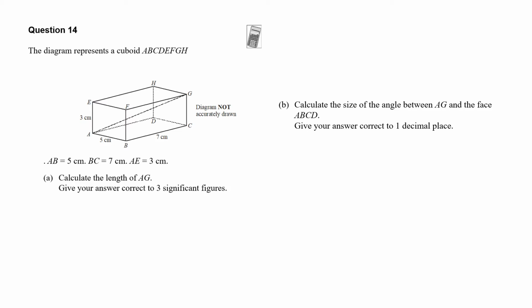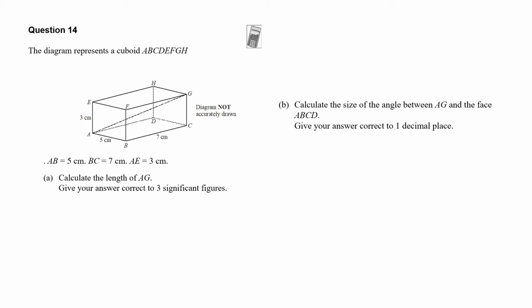So first of all, we're going to have a look at a bit of three-dimensional Pythagoras and trigonometry. The diagram represents a cuboid, and we're given that AB is 5 centimetres, BC is 7 centimetres and AE is 3 centimetres. We want to calculate the length of AG correct to three significant figures.